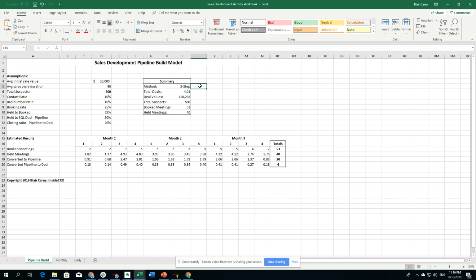So over the span of a 3-month sales cycle, we would expect, based on some general assumptions up here and the amount of prospects that we input, what our actual output would be in terms of booked meetings, held meetings, converted to pipeline, and converted to deal ratio. That's where we get these summary numbers up here, 53 and 40. 53 booked meetings, 40 held, 20 converted to pipeline, and 4 would actually be converting into a deal during the period of the 90 days here.